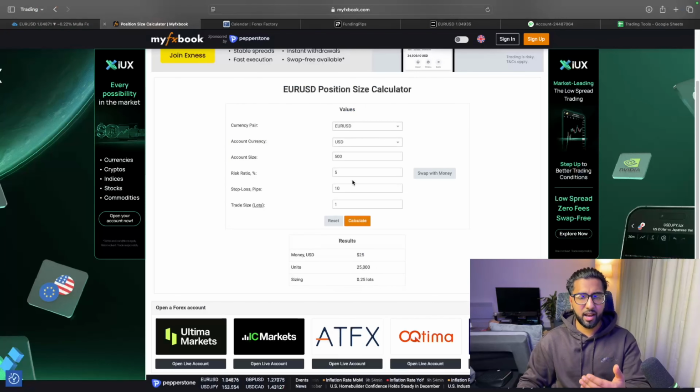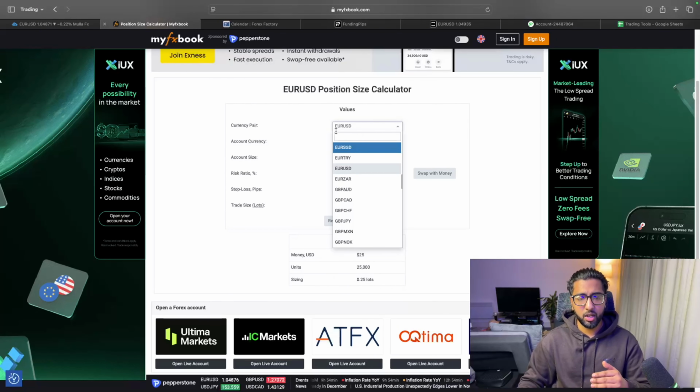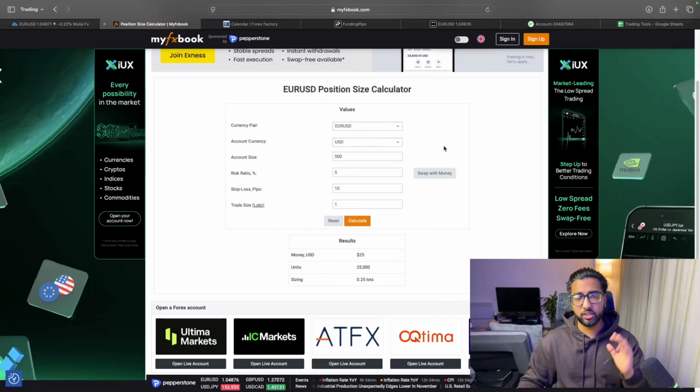Usually you can have all these plugged in, ready for you. All you would have to do is change your currency pair and the stop loss. That's literally all you would have to change. Usually I keep the account size the same and the risk percentage the same, and the lot size, this you don't have to change at all. This bottom thing, make sure you do not change it at all. You keep it the same.